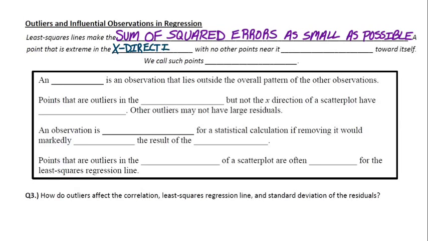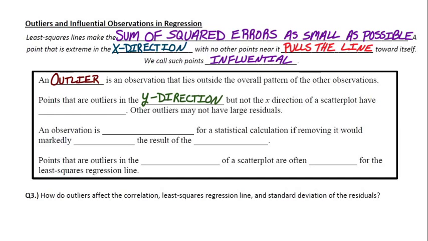A point that is extreme in the x direction, so right-left, like the x-axis. If it's extreme to the right or left, with no other points near it, will actually pull the line toward itself. And those are the points that we call influential. So influential points are like outliers, but they're far right or far left. They really pull the line. An outlier in general is just a point that lies outside the overall pattern.